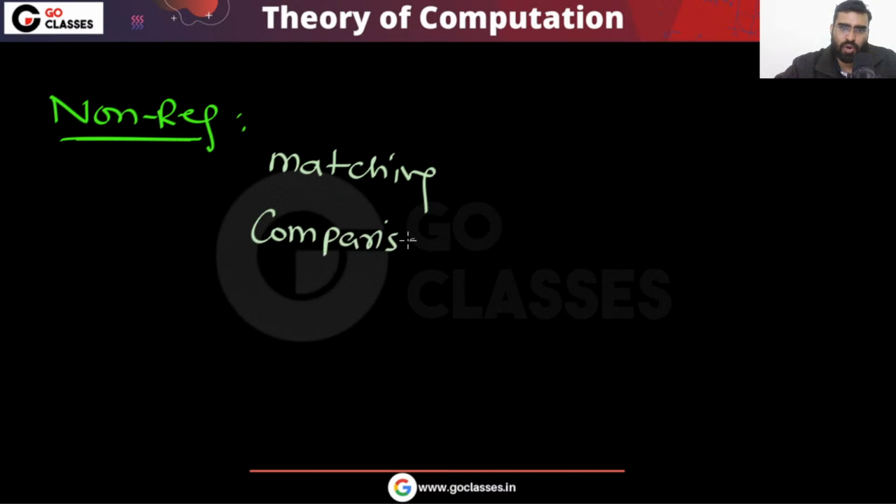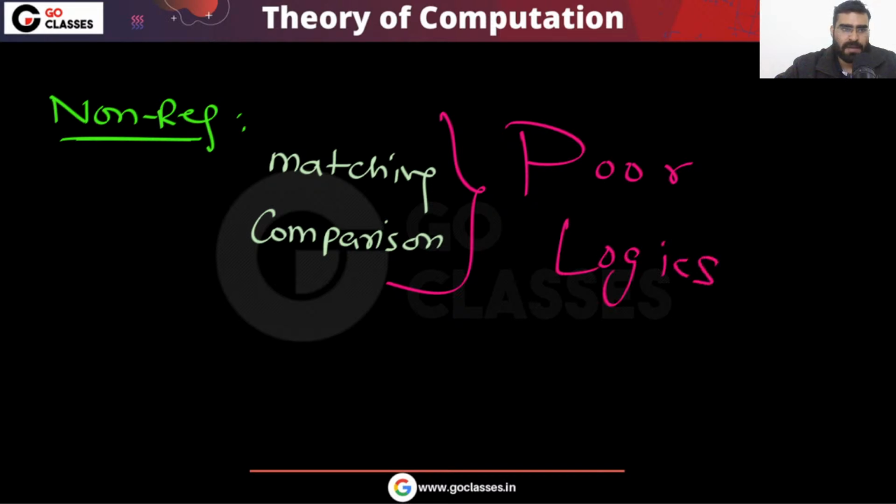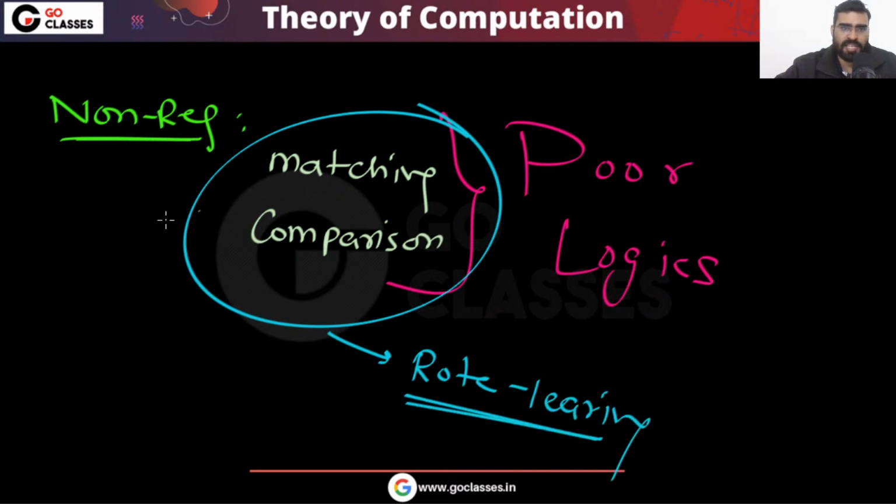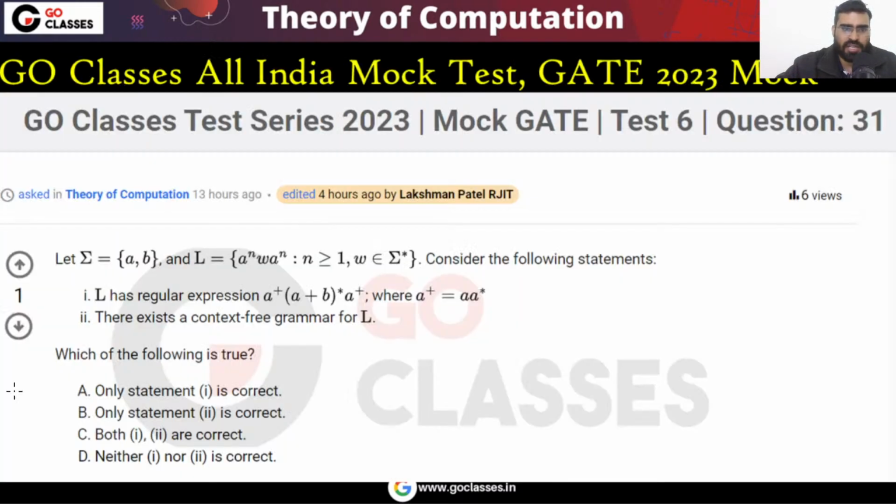So this type of logic students give. Let me tell you, these are very poor logics. This is not the correct way. This is called by-hearting. This is called rote learning. That non-regular means there is a matching, there is infinite matching, there is infinite comparison. This type of logic is very poor. Okay. Now, first you understand this language.